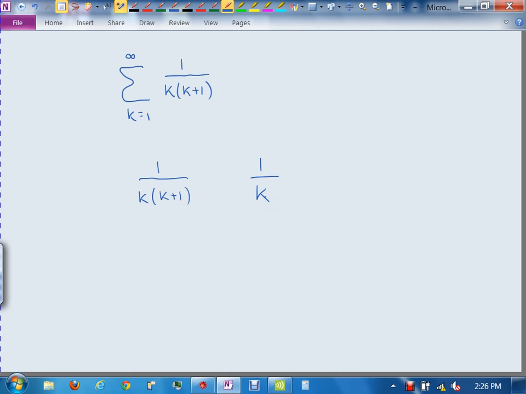Remember, where does k start? 1, right? So this would first be a 2, and then it would be a 3, and then a 4, and then a 5. So which one of these is bigger? The one on the right's bigger, right? Do you all understand that? That's bigger, right? Yes? Okay, what kind of series is this? Harmonic, right? What does harmonic do? Diverges.